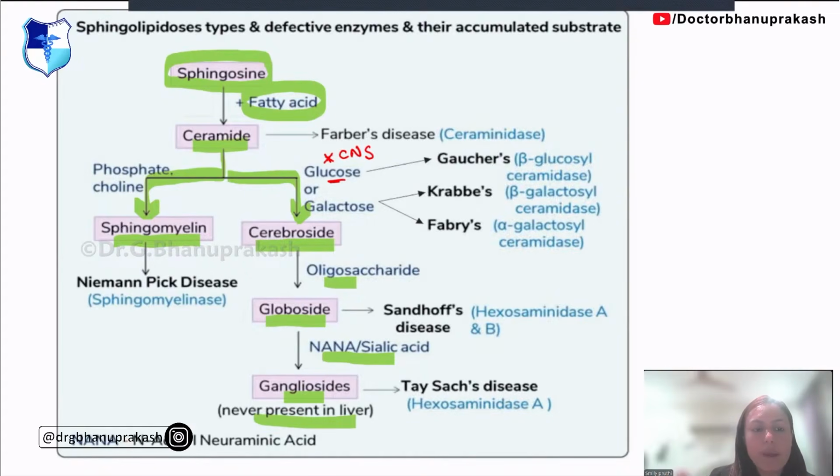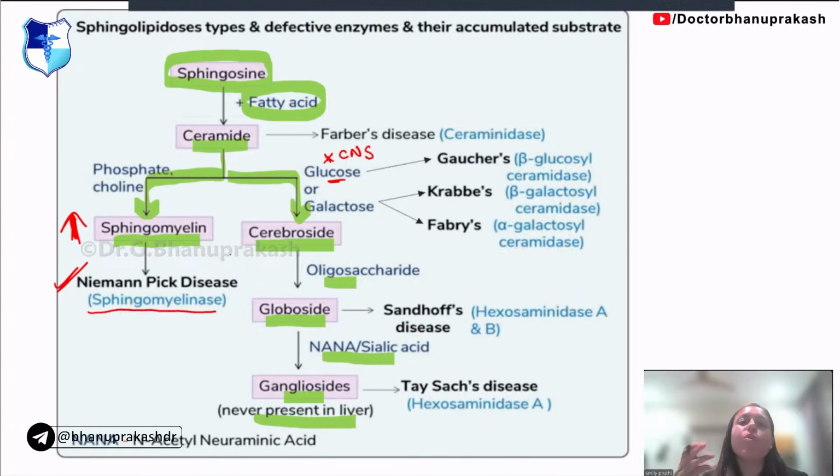Okay, sphingomyelin. If sphingomyelin accumulates, the disease is Niemann-Pick disease. So obviously the enzyme which is not working is sphingomyelinase. It means sphingomyelinase is not there to break down sphingomyelin, so sphingomyelin accumulates. So this is Niemann-Pick disease, right? Then if ceramide accumulates, it is Farber disease. The enzyme is easy: ceramidase, which was breaking down ceramide.